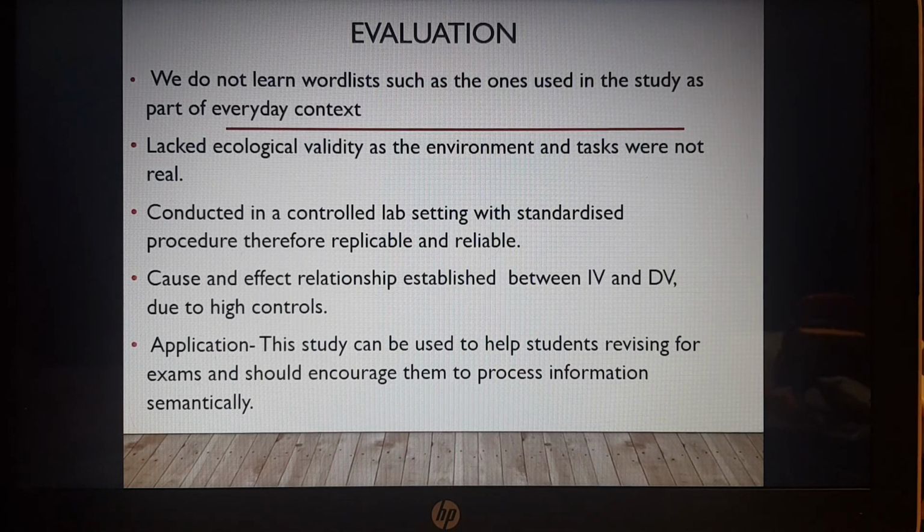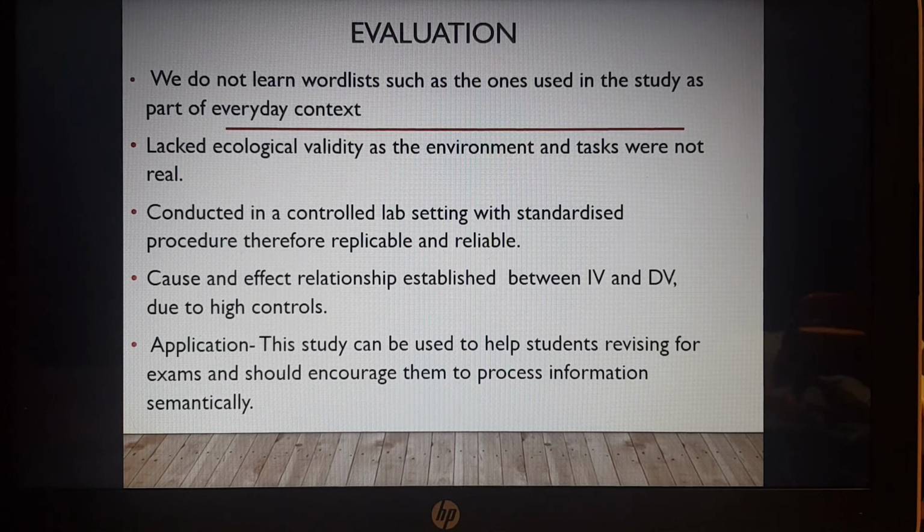The cause and effect relationship between IV and DV is established. So all this means is we can change the IV and then measure the direct effect on the dependent variable because it's a lab experiment. So again, strength. Application. This study is used to help students revise for exams, and I say we could encourage students to try and process information semantically, especially if they've got lots of exams and we need to put that information into long-term memory.